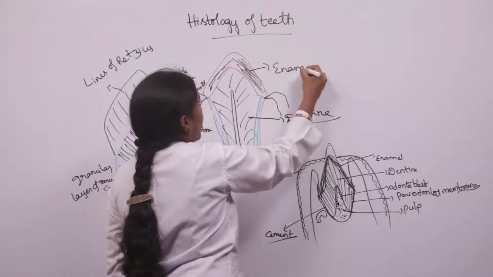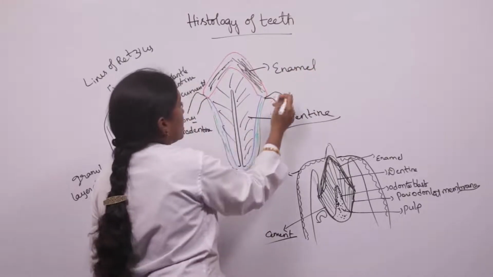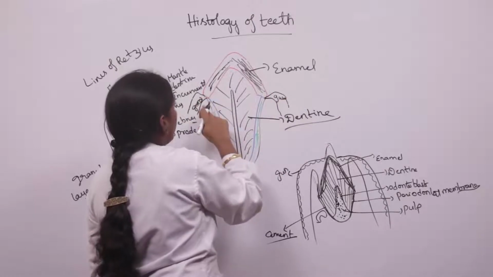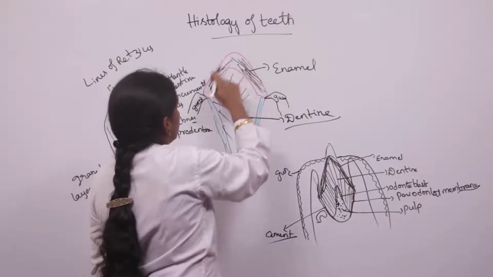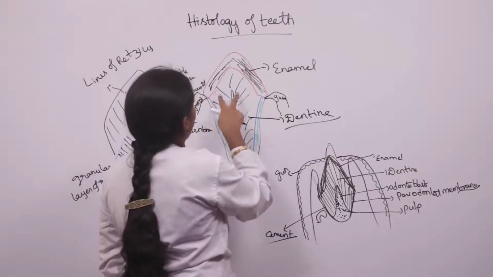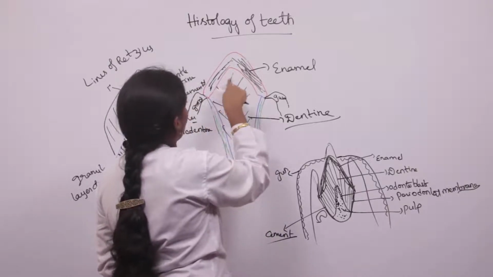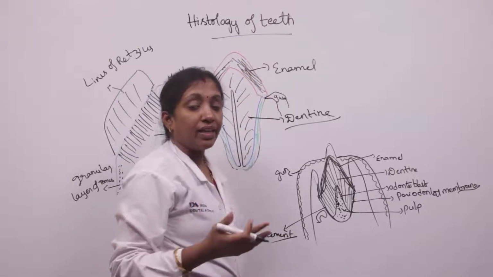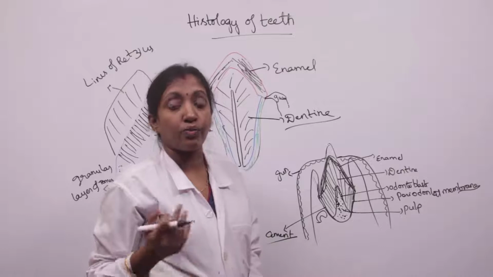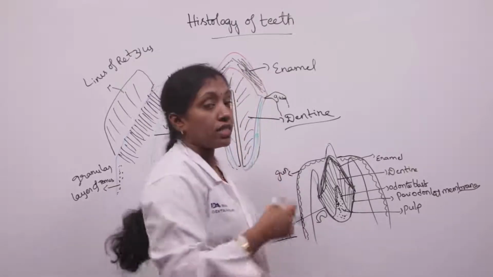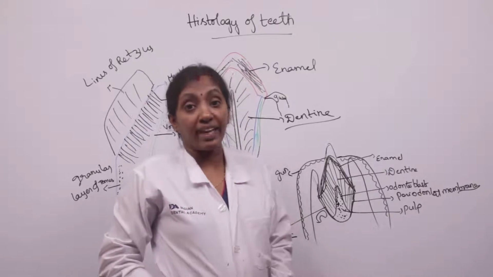This is called enamel. So above the root, these are the gums, right? Above the gums is the crown part of the tooth, and above the dentine in the crown part it is covered by a hard substance called enamel. The enamel is made up of calcium salts, calcium phosphate and calcium sulfate, and these salts are arranged in the form of hydroxyapatite crystals.